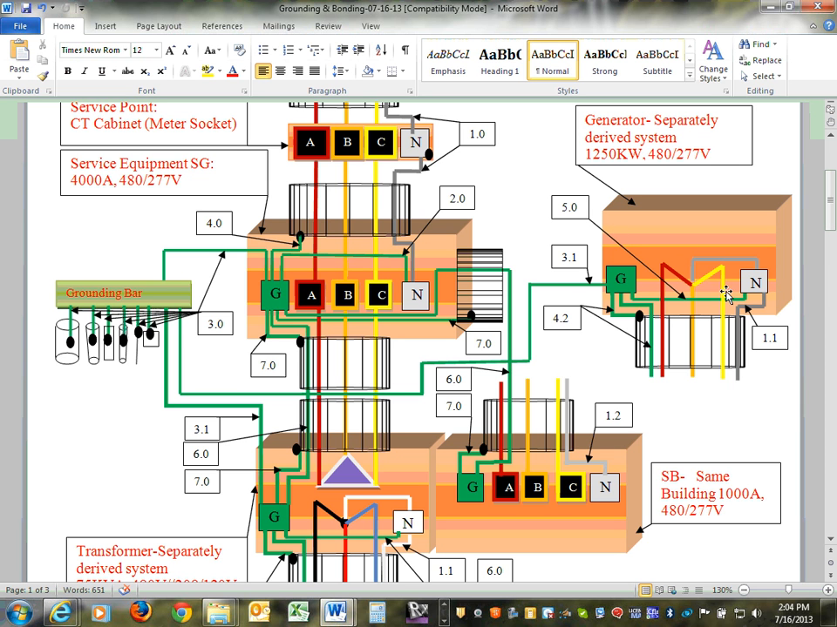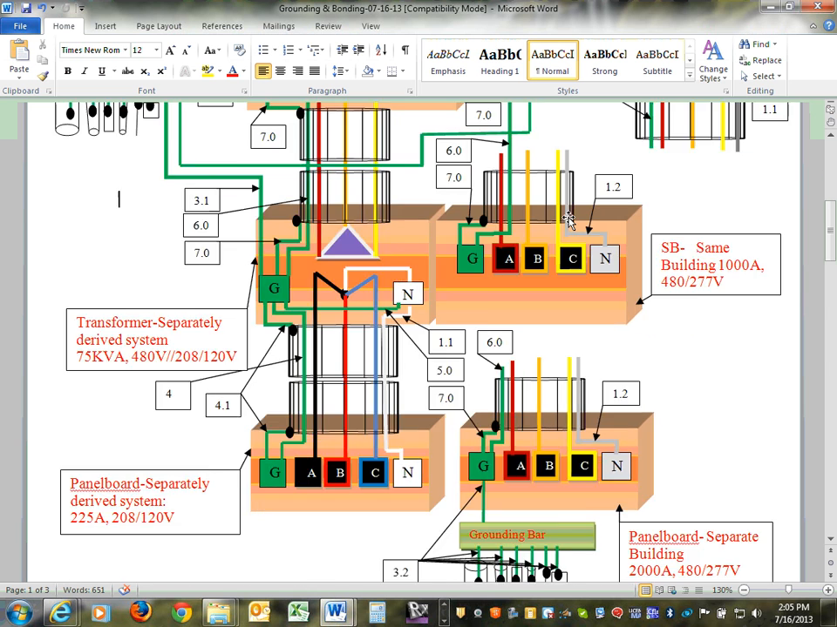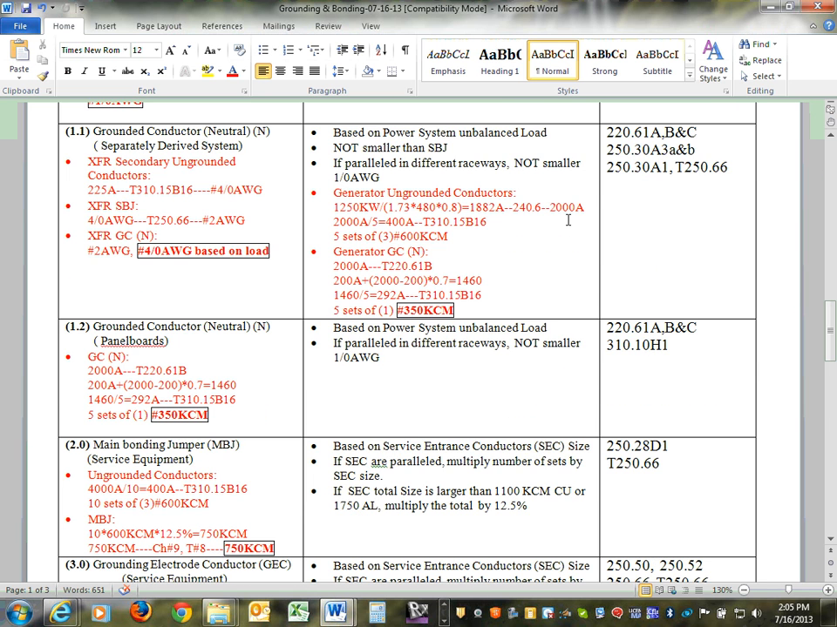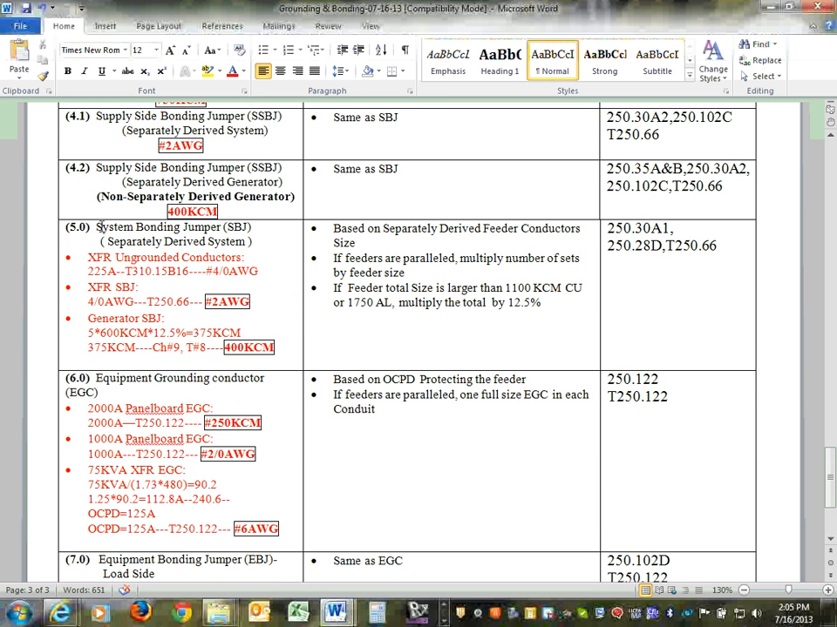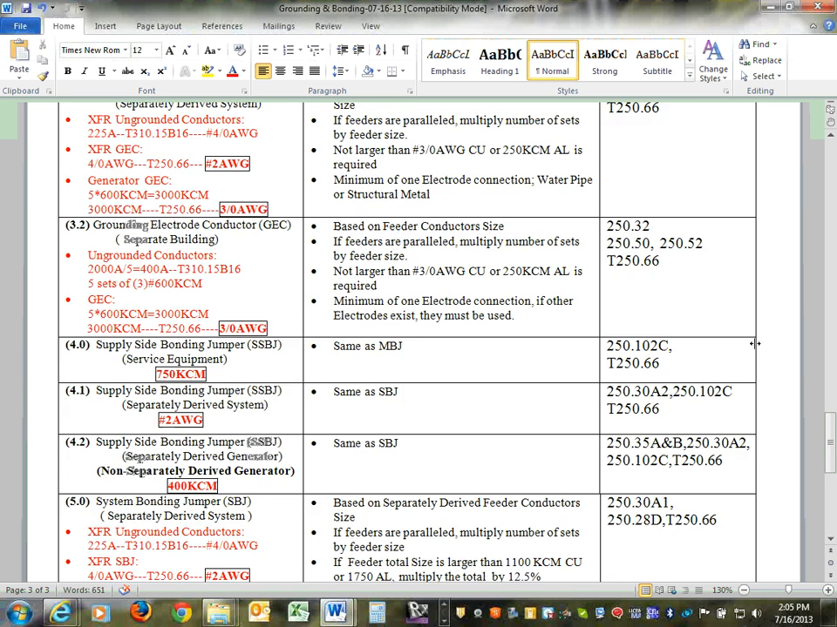The difference is, can you guys see that little green thing here? You can just remove that green and the system becomes a non-separately derived system. Here, I have a separately derived system. I bonded my neutral to the ground inside the generator. You have to bond the neutral and the ground inside the generator. This is called 5.0. If you remember, 5.0 was called the main bonding, system bonding jumper, right here. System bonding jumper at the generator. That's how we size it. We'll talk about this one in a second.